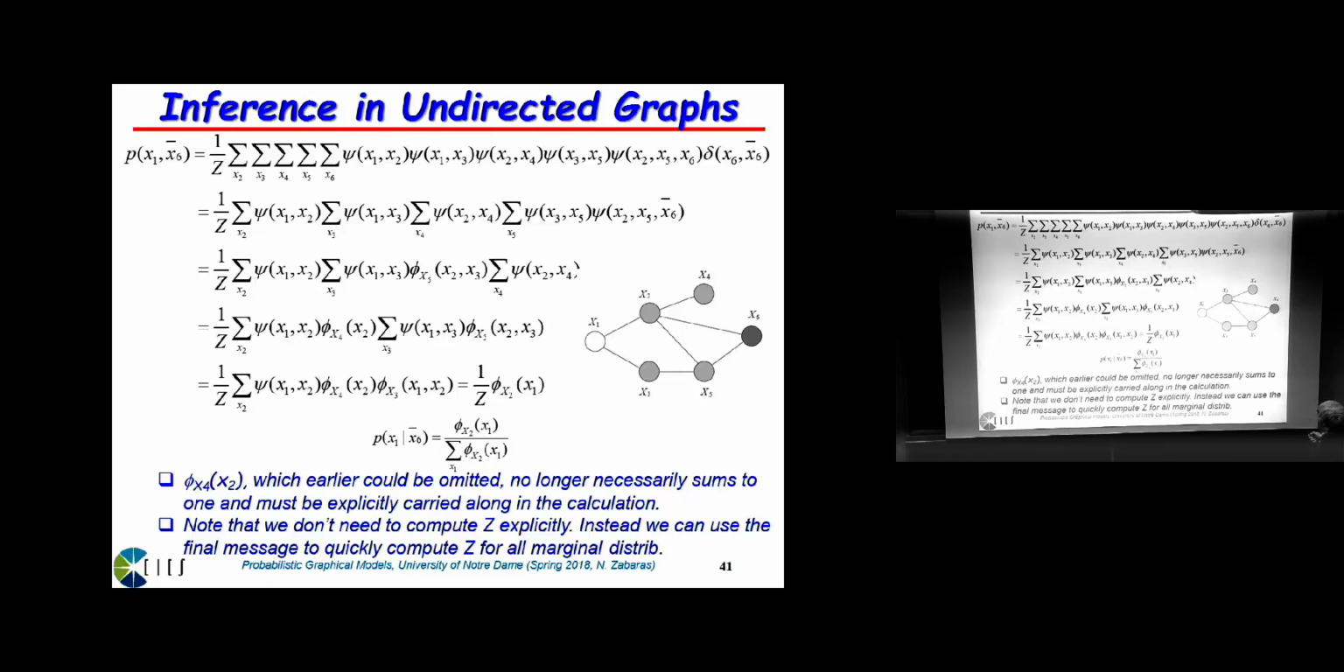And then I have to sum on x5, then on x4, on x3, and x2. And you notice here, I have potentials that involve the nodes 3, 5, all right, and 2, 5, and 6, okay?